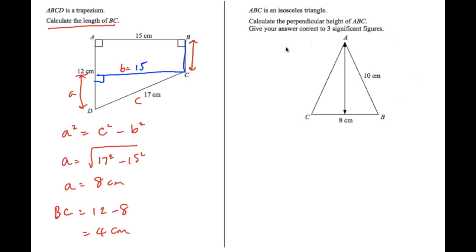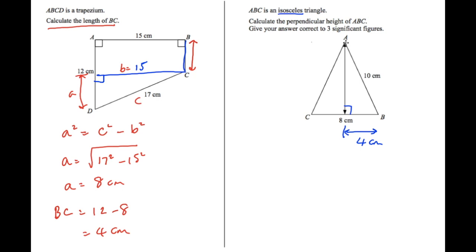Okay, looking at this question here. With an isosceles triangle, we can actually drop a vertical here and split this into two right angle triangles. So we can literally put a right angle there. We then know that distance is actually 4 centimeters. It says calculate the perpendicular height. That means it wants the height from A to the base at the right angle. So we are wanting that height there.